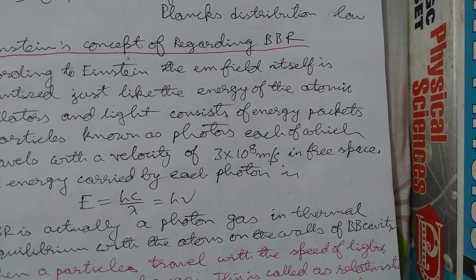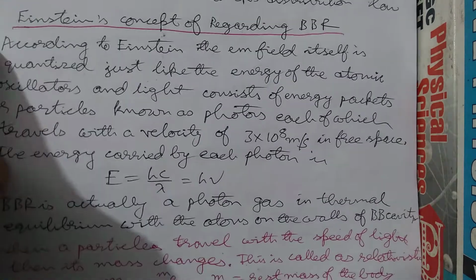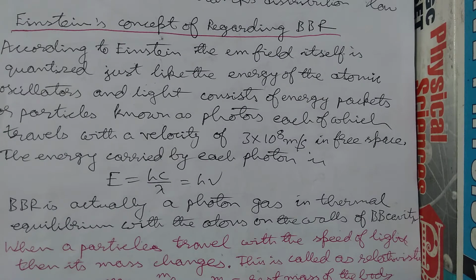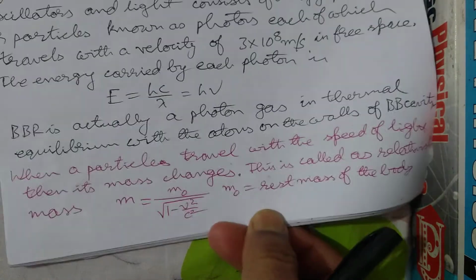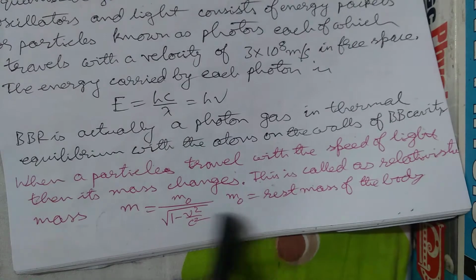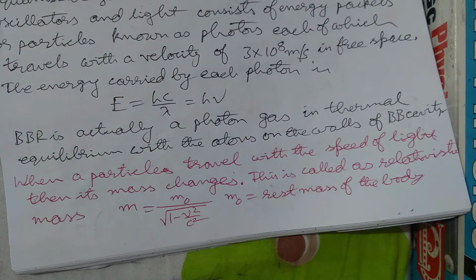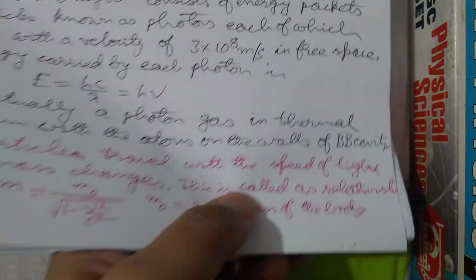Welcome back, dear students. Today I'll be doing the fifth lecture on quantum theory. Yesterday I had done up till Einstein's concept of black body radiation. Then for relativistic particles, when a particle travels with the speed of light, its mass changes, given by m = m0 / sqrt(1 - v²/c²). This is the relation, now the mass changes, where m0 is the rest mass of the body.